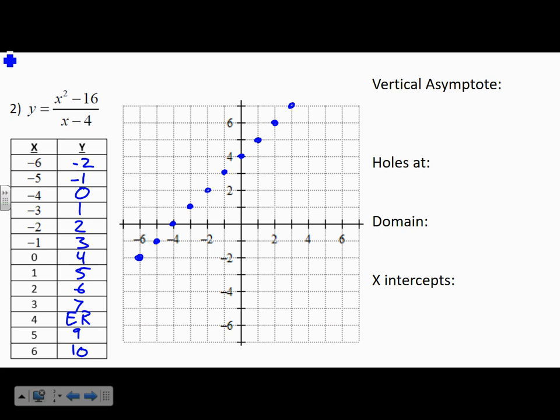That's an error, so leave it. Oh, sorry, there's nothing at 4, which is up here. There's nothing there, so just leave it. Then 5 is up here at 9, around there, and 6 is up here around 10.